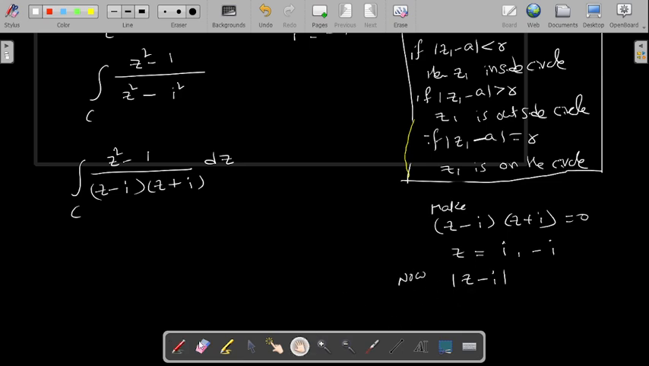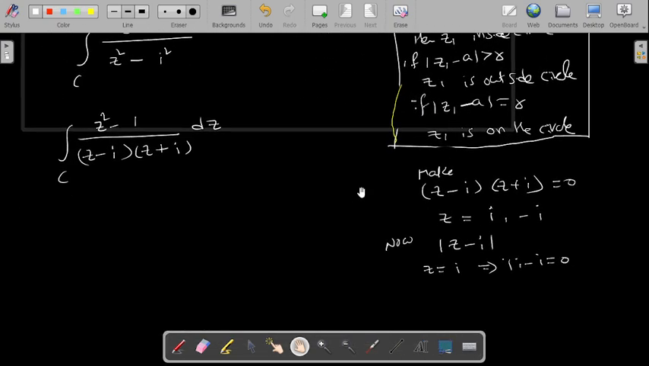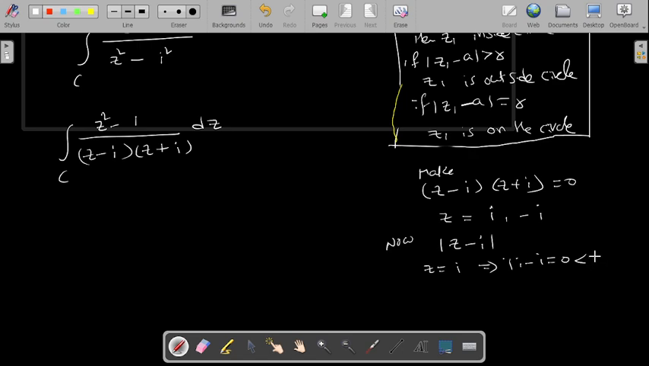First, z equal to i. That means i minus i is equal to 0. What is the r value? 1. So 0 is less than 1, which implies z equal to i is inside the circle.